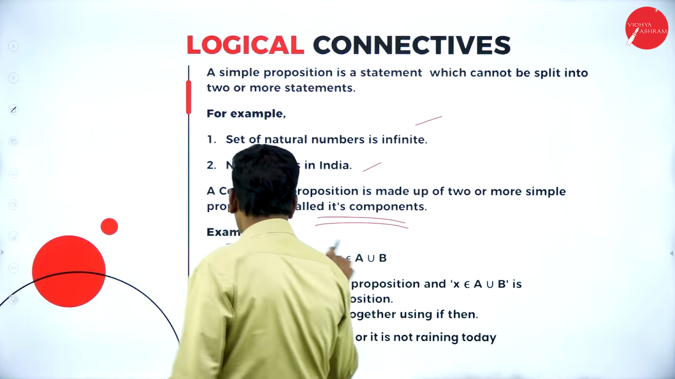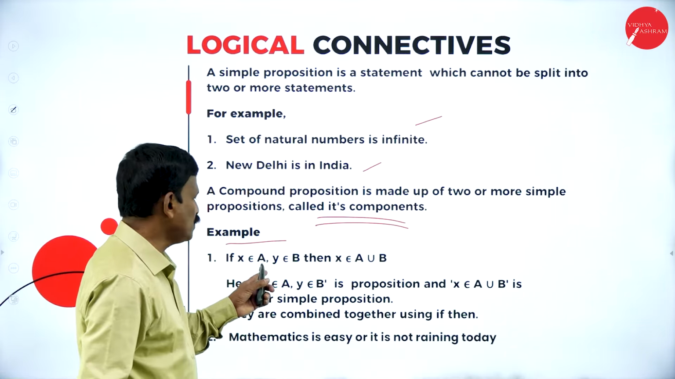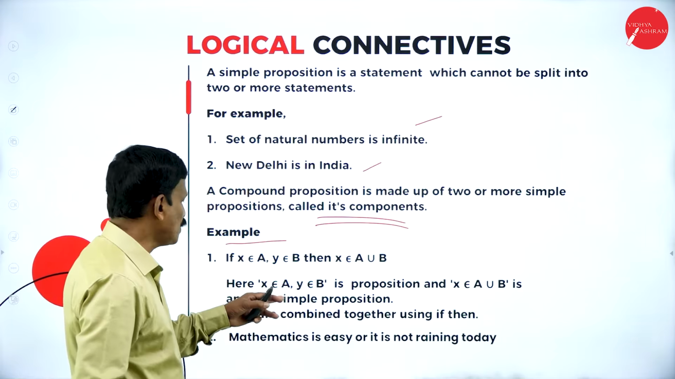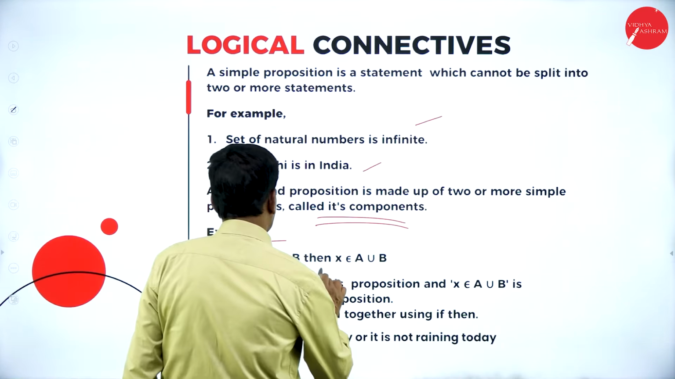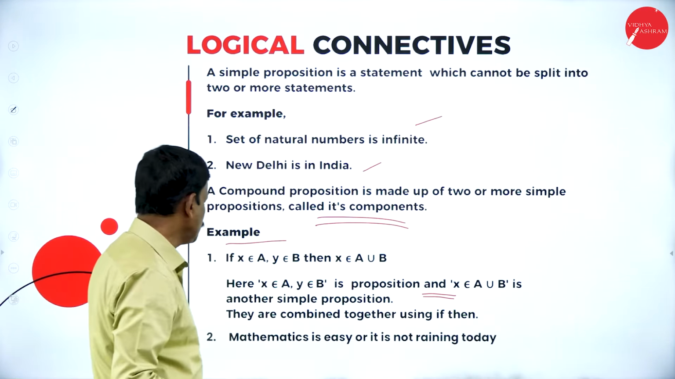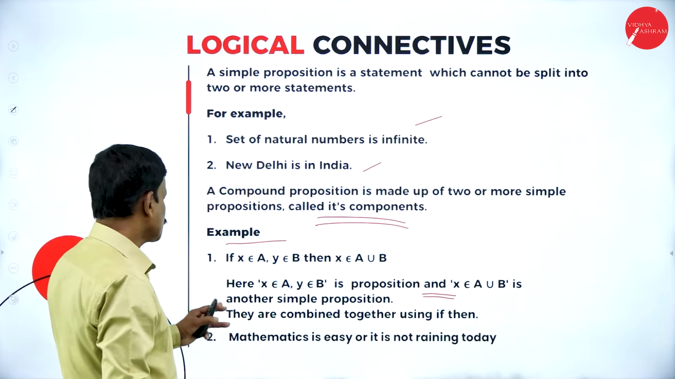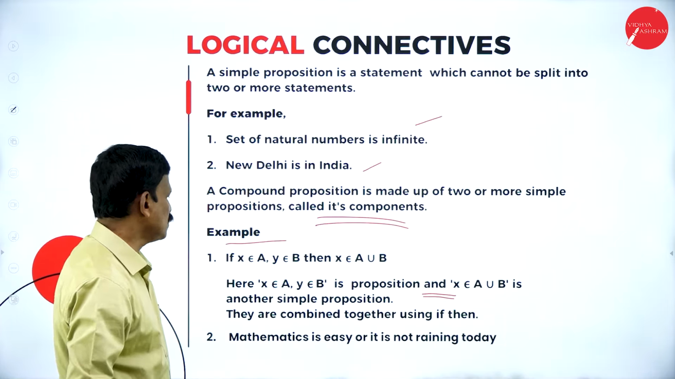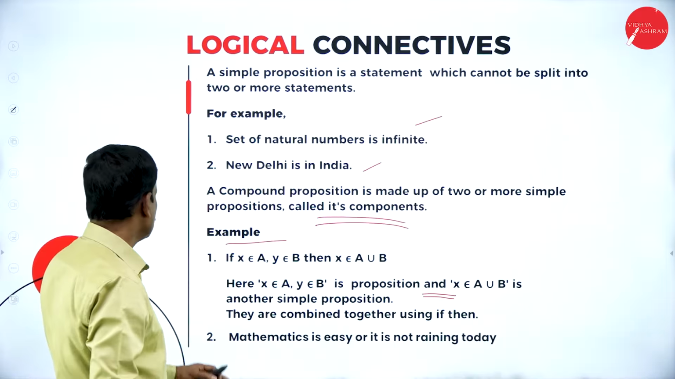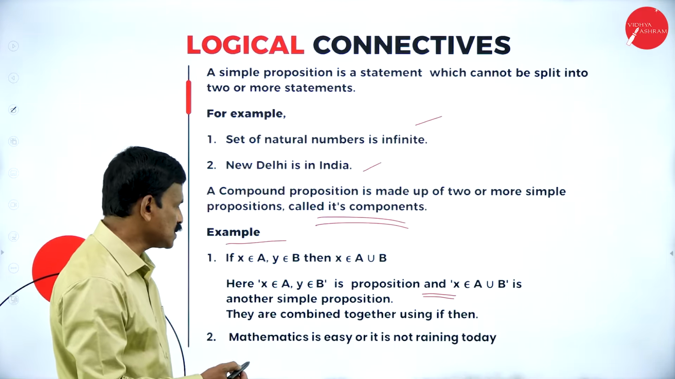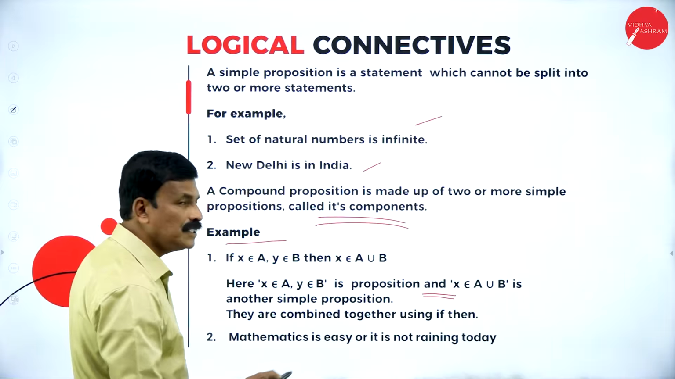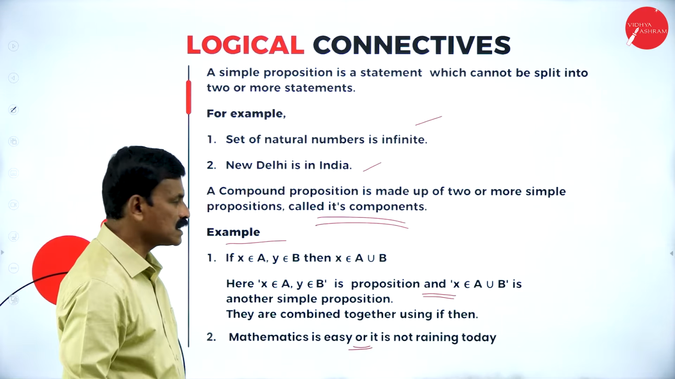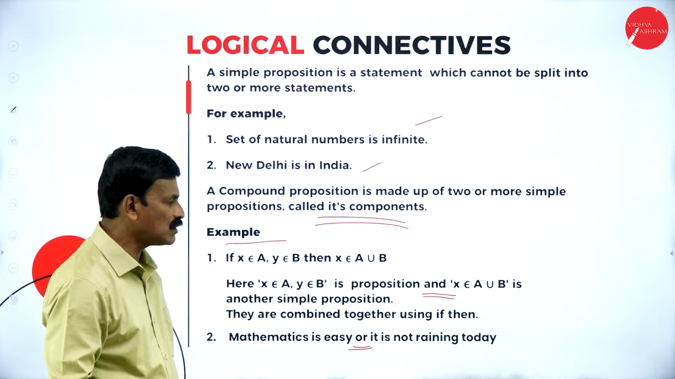Let me take another example. If x belongs to A, y belongs to B, then x belongs to A union B. Here, x belongs to A, y belongs to B is a proposition, and x belongs to A union B is another simple proposition. So, they are combined together using the connective, right? Another example: mathematics is easy or it is not raining today. The connective we used here is or.